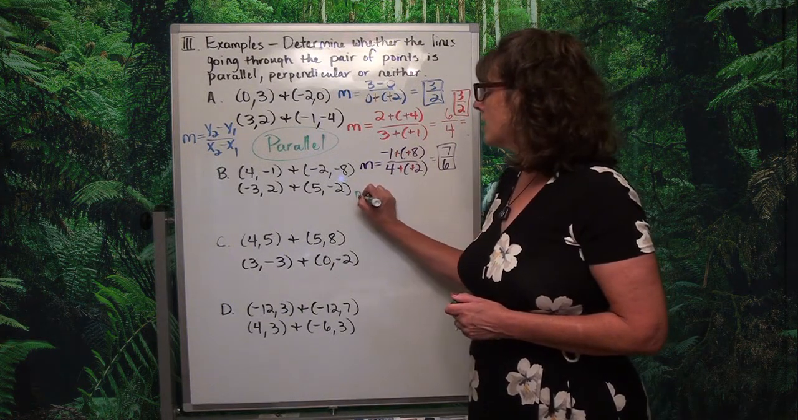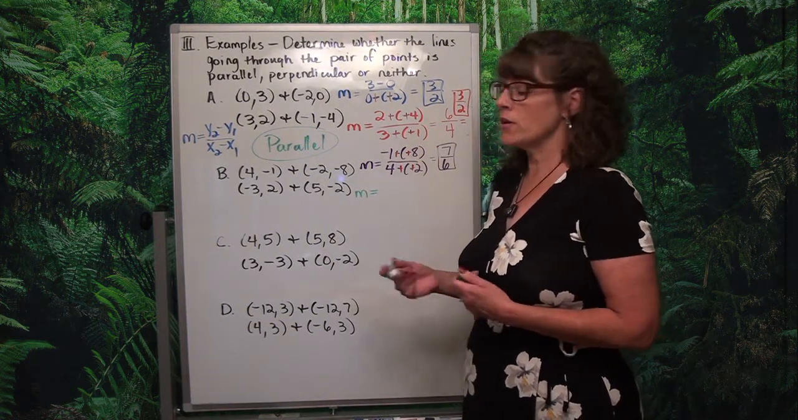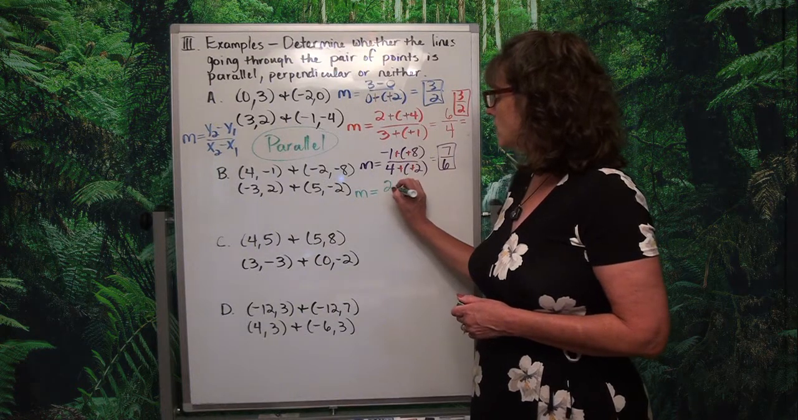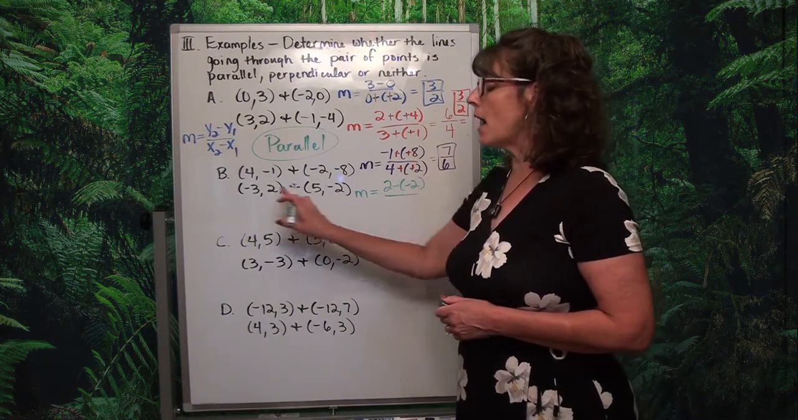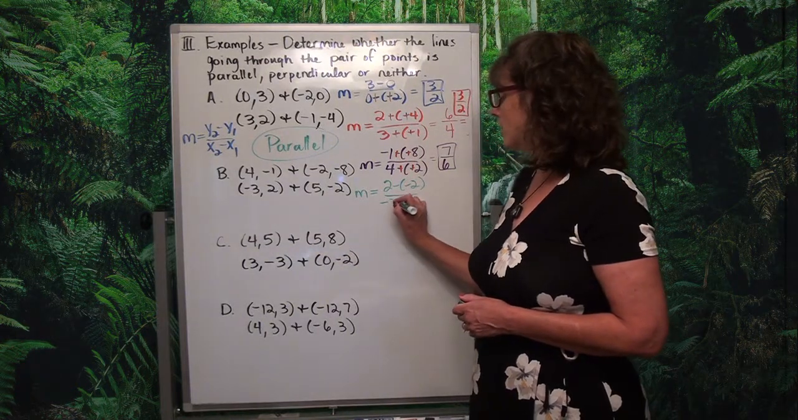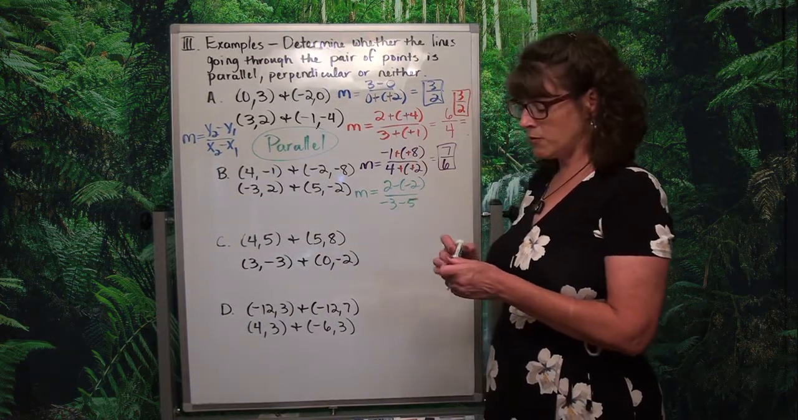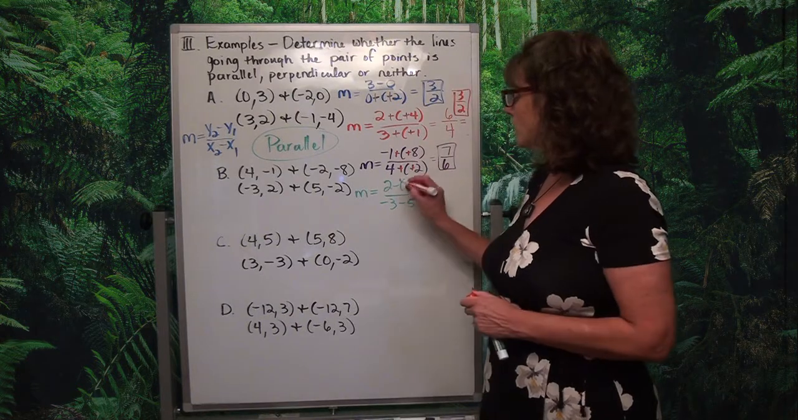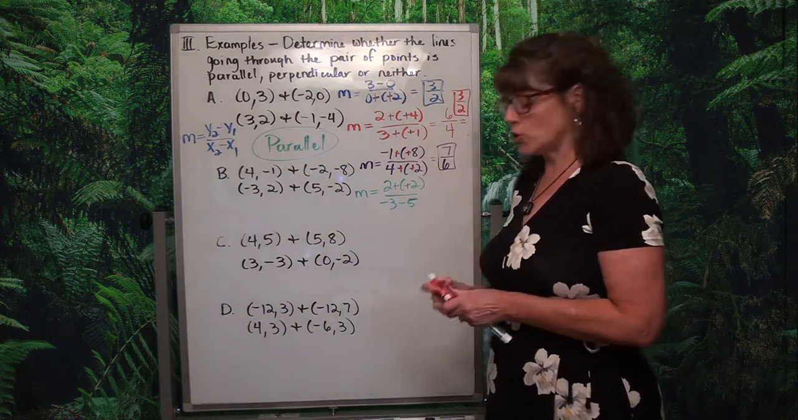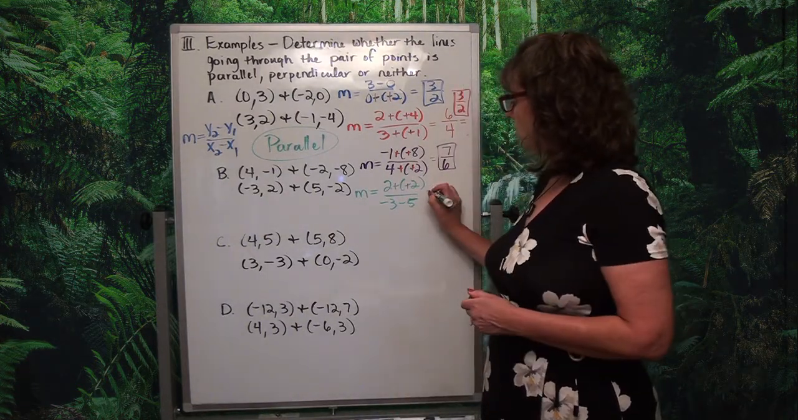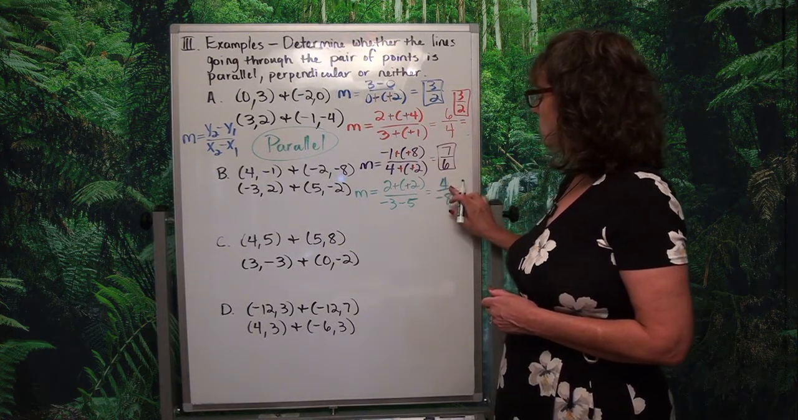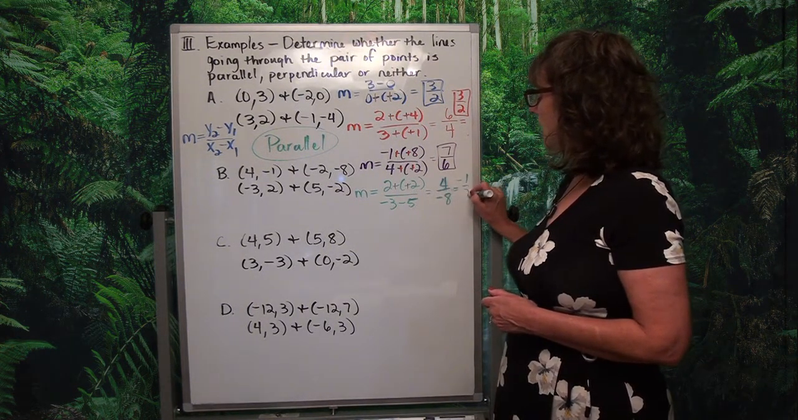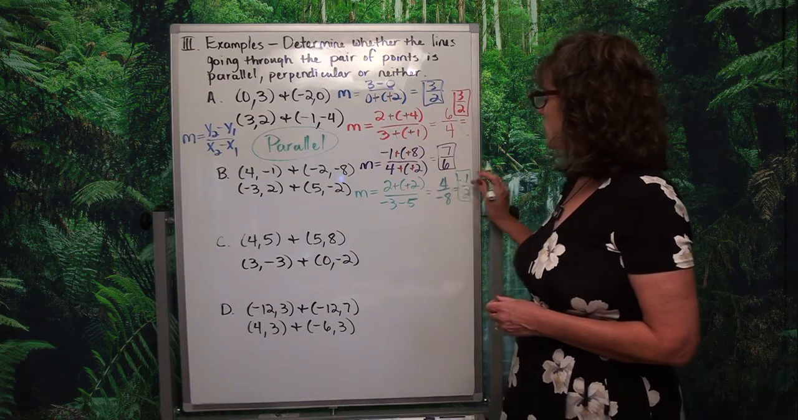Doing the very same idea, let's subtract those y's on the numerator, and I'll go 2 minus the -2. And on that denominator, if I went 2 minus the -2, I have to go -3 minus 5. And like we said before, subtracting a negative is really adding a positive. So 2 plus 2 will give me 4. And -3 minus 5 is a -8. That simplifies to a -1/2. Now compare those two slopes.